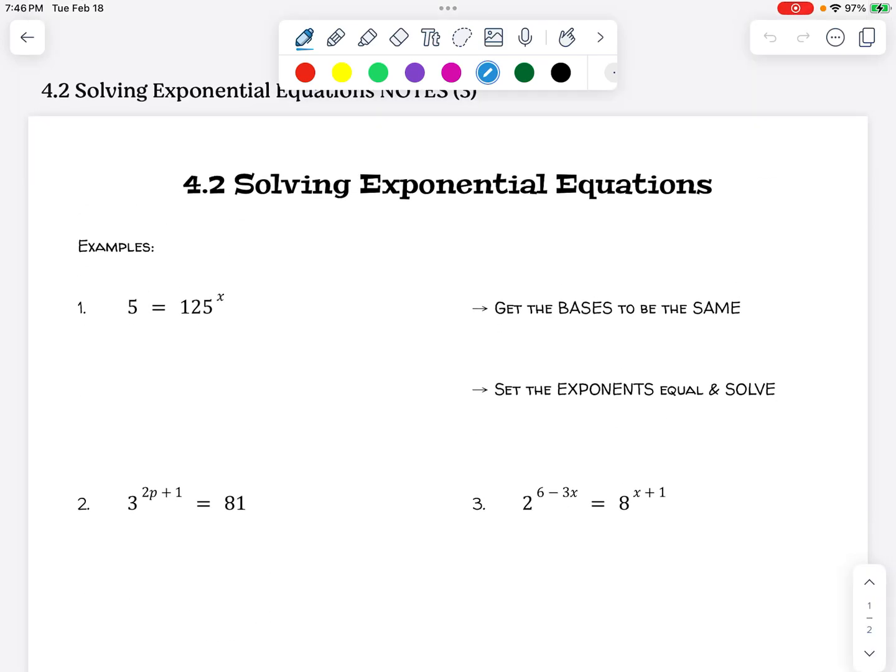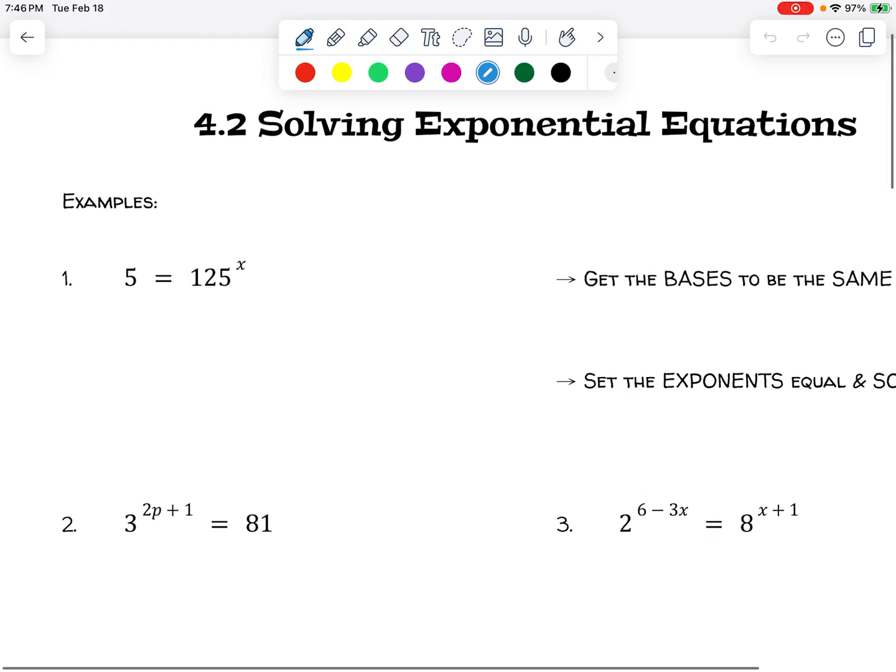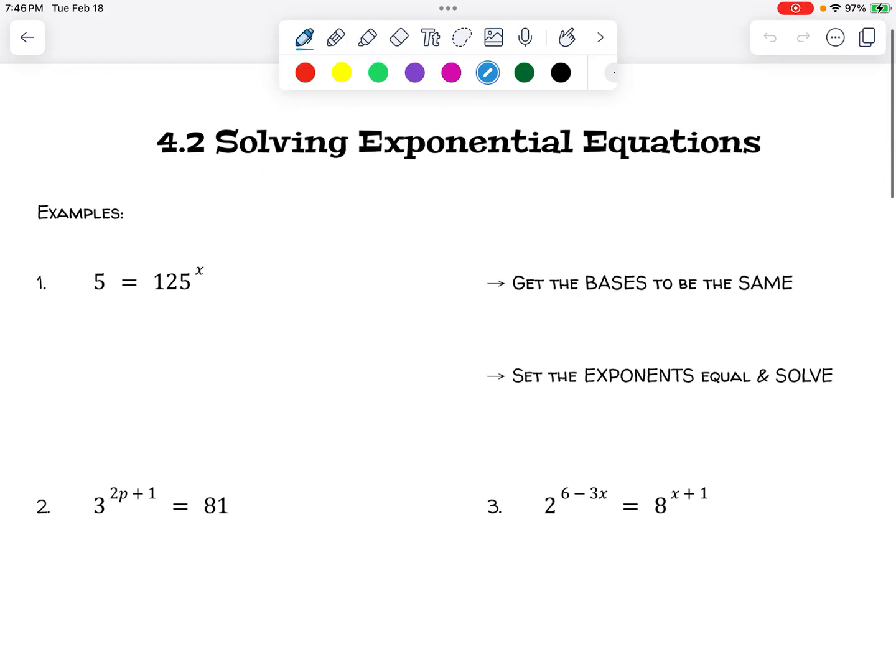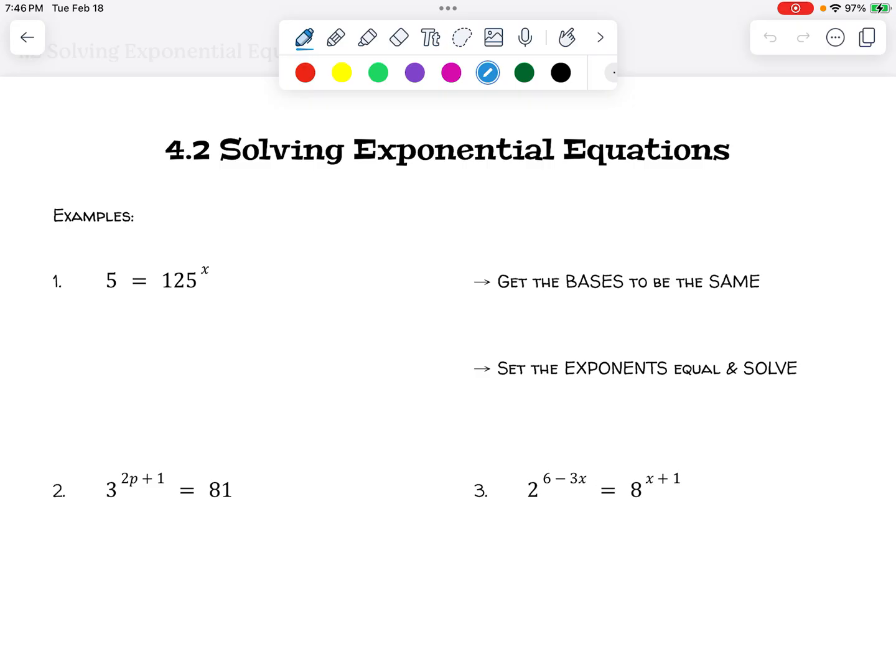Last video for this class for this week. So you made it to the last day of solving equations with exponentials. So take a look when you get to this point. What is really helpful is knowing a couple of things about numbers in terms of exponentials.